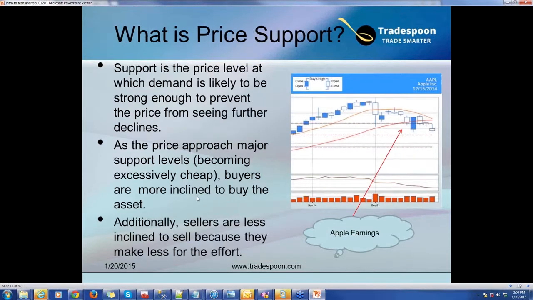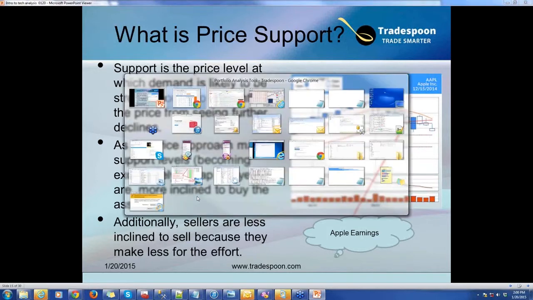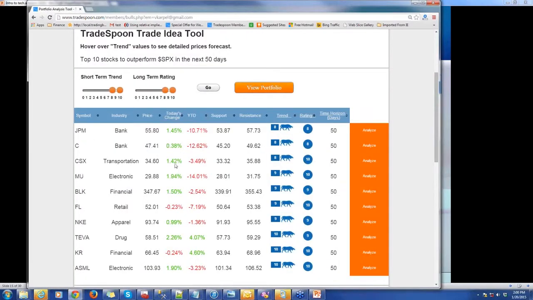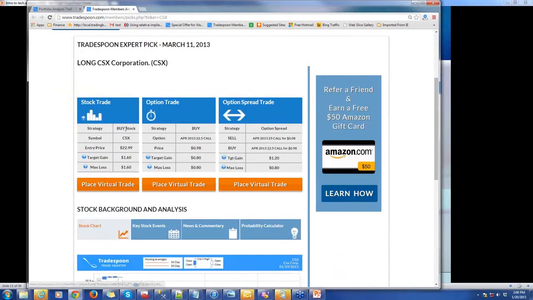So let's look at the charts. At Tradesman, we do provide you charts for any of the trades. For example, for CSX, we provide you with a stock recommendation, stock option, and option spread recommendation with specific entry and exit price points for each trade recommendation.